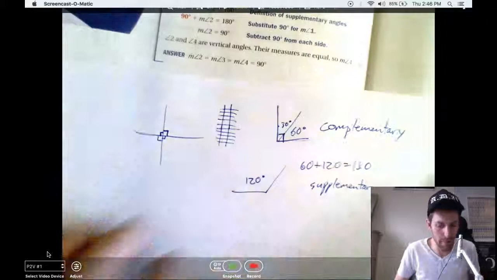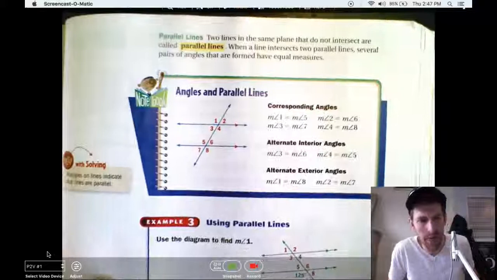Last thing, and the most challenging of them all. How are we doing on time here? I can't even see. Oh, about 10 minutes. Okay.